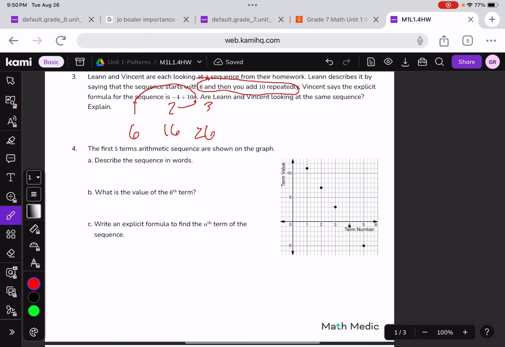The first 5 terms are shown in the graph. 1, 2, 3, 4. There's the first 5 terms. Here's term 1, 2, 3, 4, and 5.